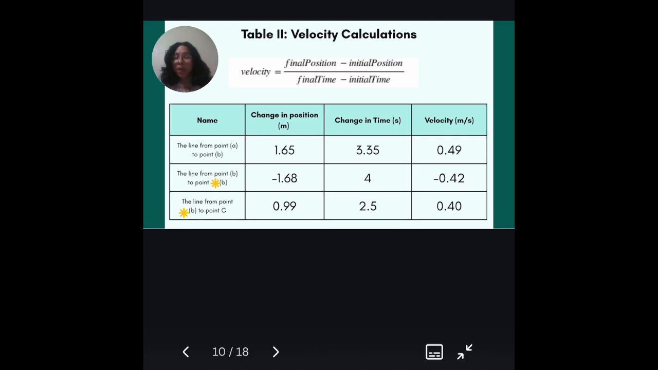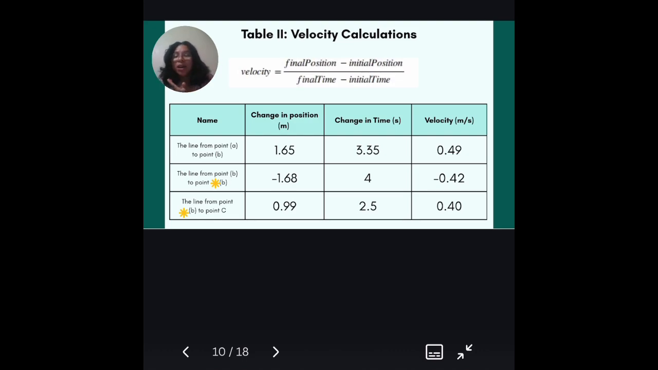The line from B to B with the yellow asterisk, our second B, had a change in position of negative 1.68, and the change in time was 4 seconds. So our velocity for that one was negative 0.42, which checks out because from B to the second B, it is a downward going slope. From position A, it was going upward, and then from there, it went downward. So it does agree with the negative sign. Negative velocity means it's going down and the slope is going down.